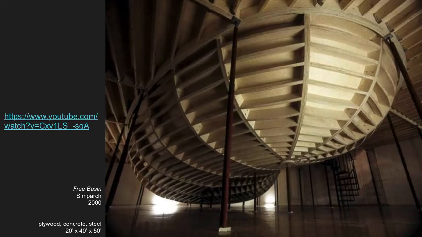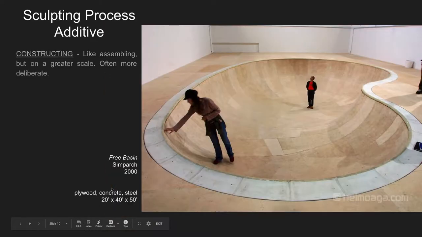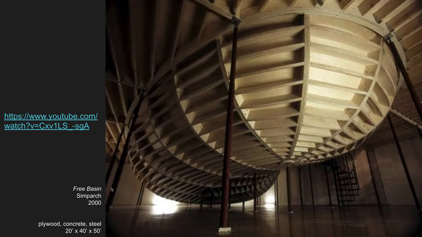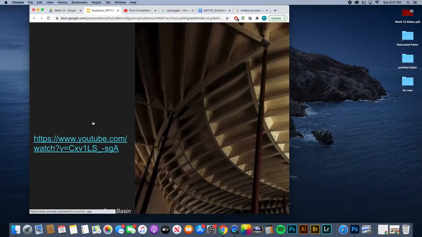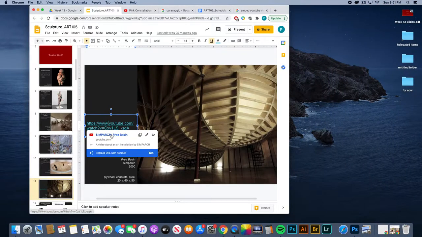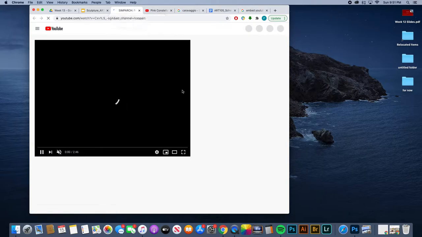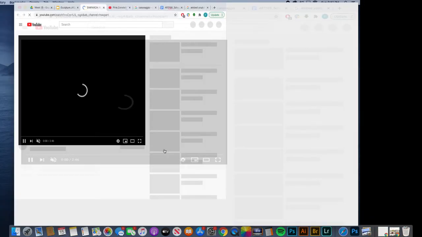This is the underside of that sculpture. So the viewer would be able to come into the gallery and they'd be underneath this whole form. And then they'd walk up these spiral stairs and be up on this level. These artists, it's an art collective, created this sculpture called Free Basin and invited skaters to actually skate in it. Go for it.